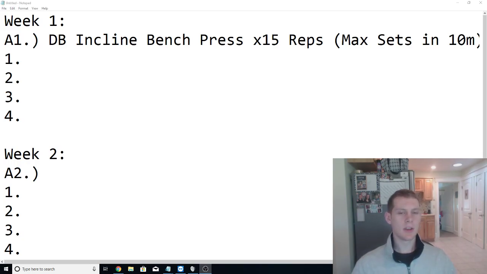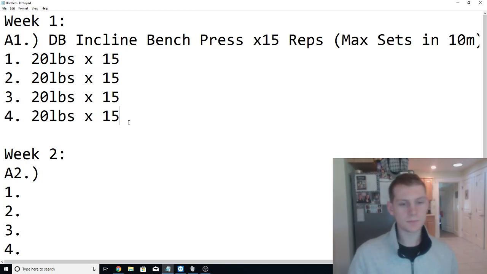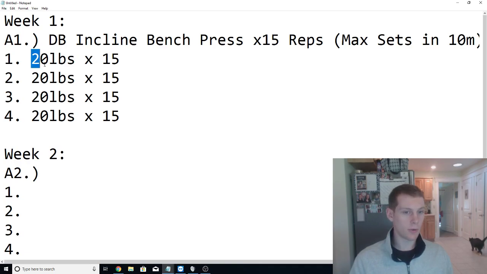So let's say you chose your workout week one and you're going to do the dumbbell incline bench press, and you have 10 minutes to get as many sets as possible in, like we've been doing. Over the 10 minutes you get four sets in, and let's say for three sets you get 20 pound dumbbells for 15, and each time you get 20 pounds for 15. So if you're able to get four sets with 20 pounds for 15, that says you're doing a really good job with this weight. You're probably ready to move on.